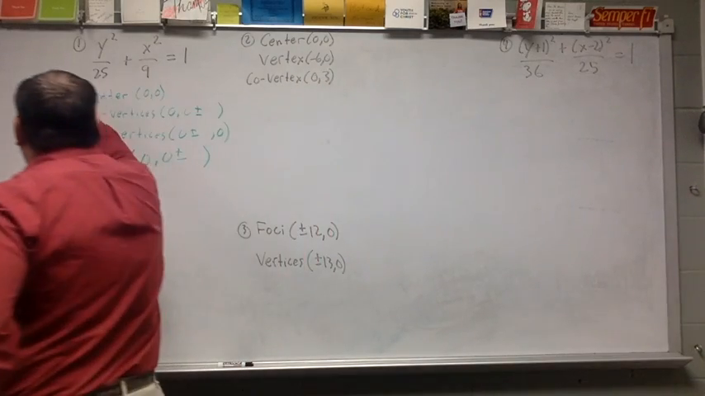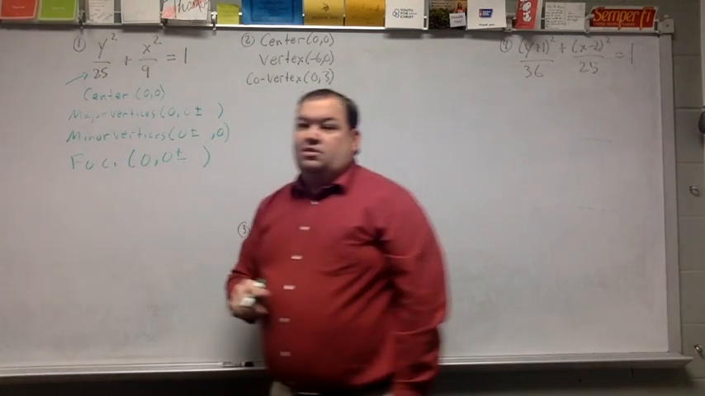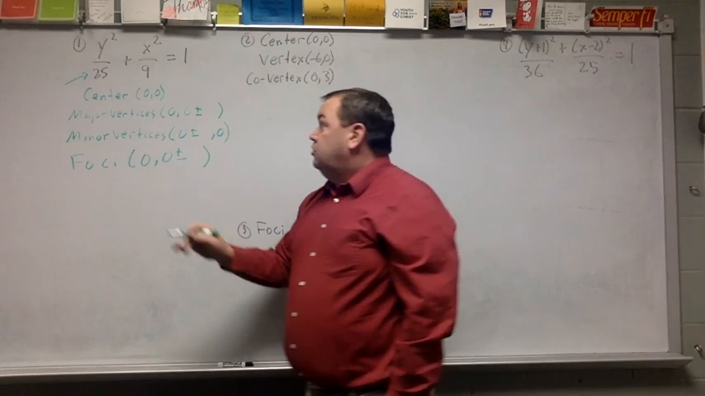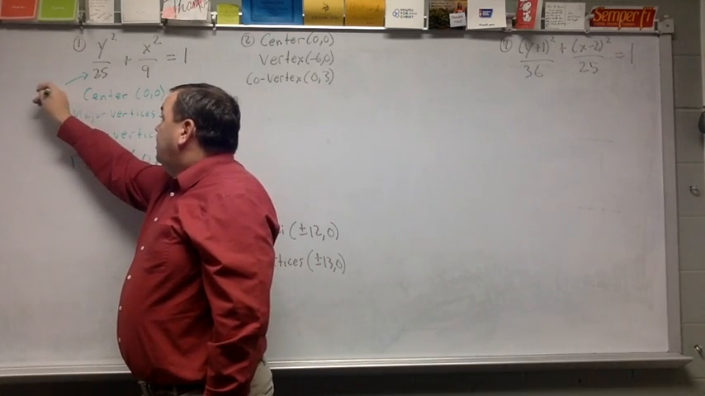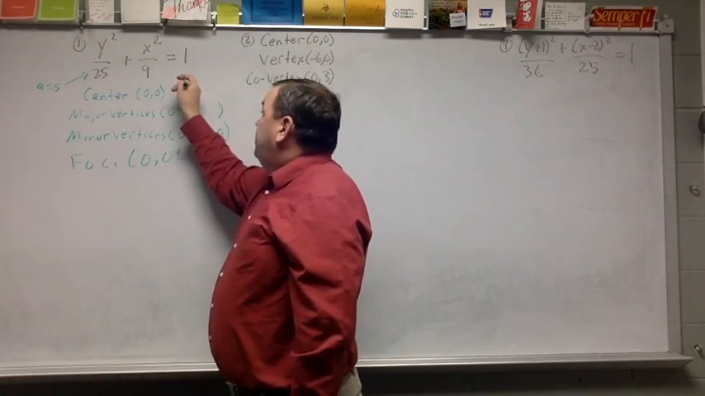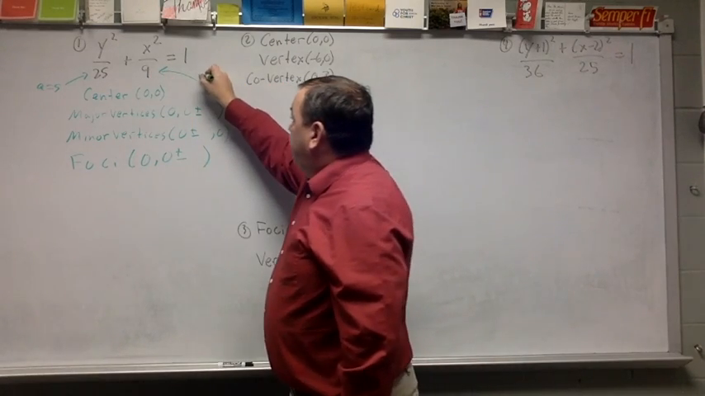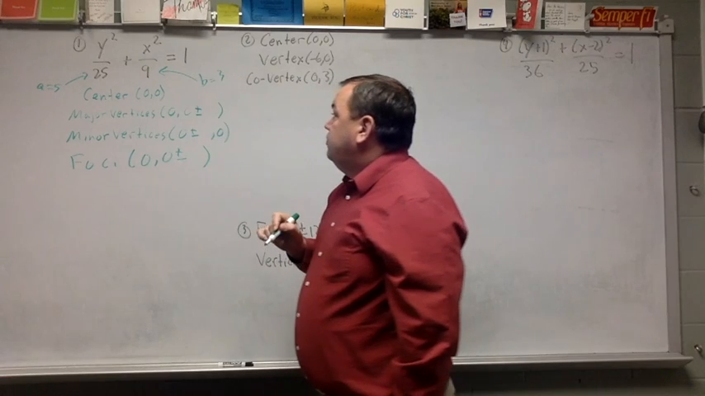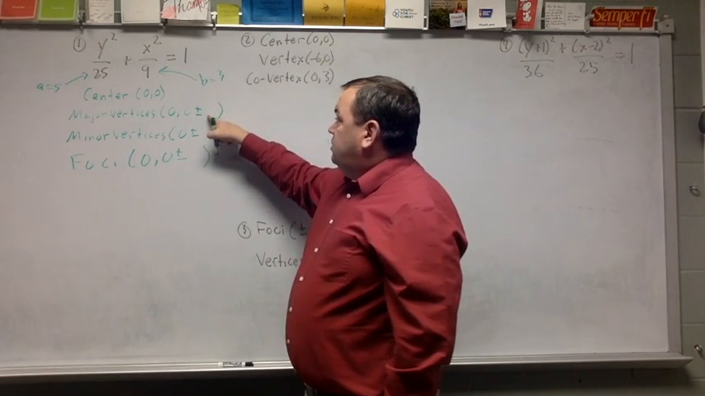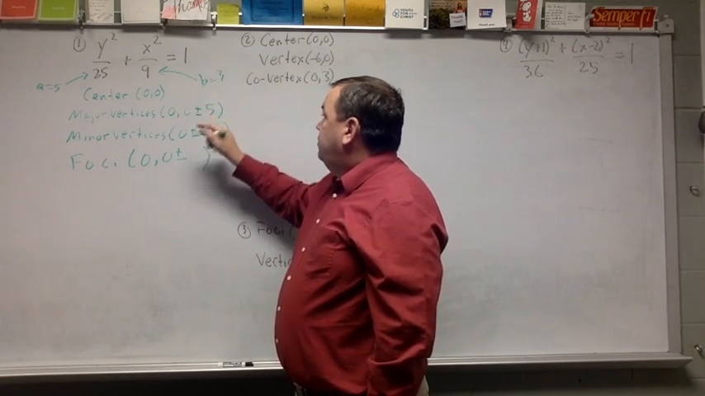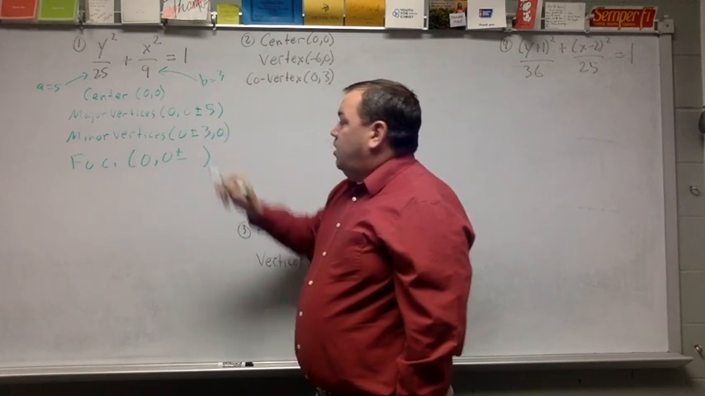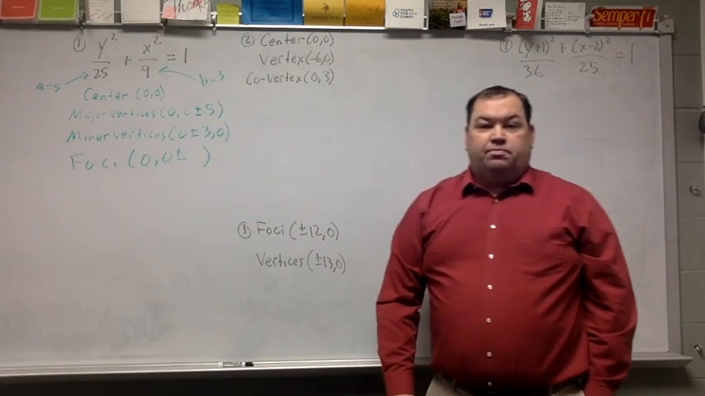My a is going to come from here. Remember, that's a squared in our equation, so that means a is 5. And my b is going to come from here. And again, I have to square root that, so my b is 3. So my major vertices, I'm going to go up and down 5. My minor vertices, I'm going to go left and right 3.